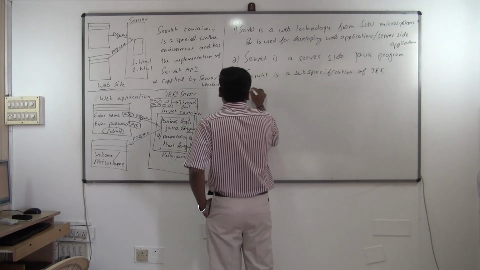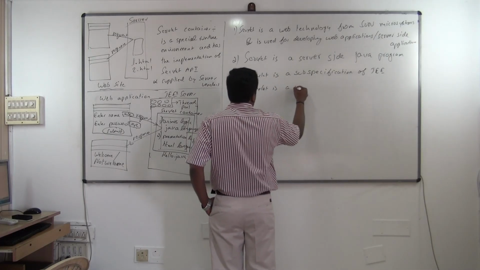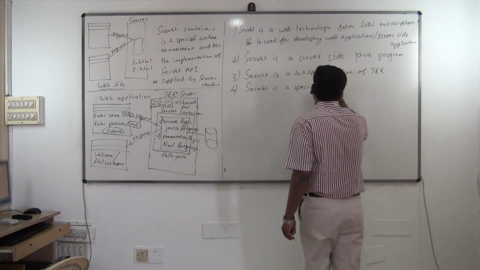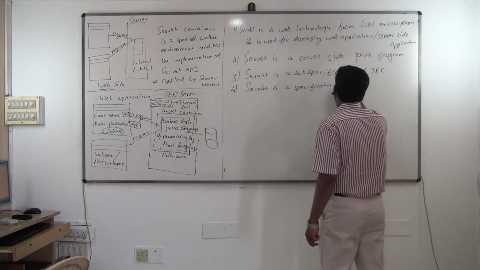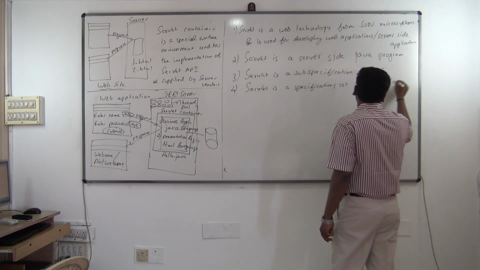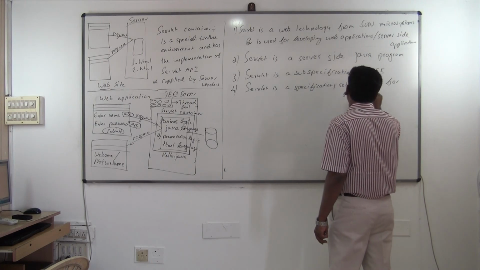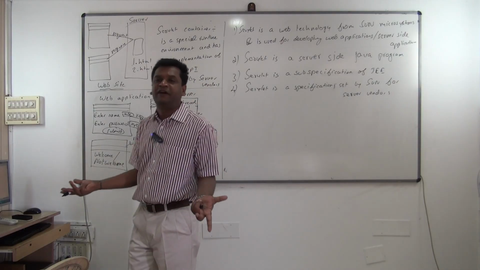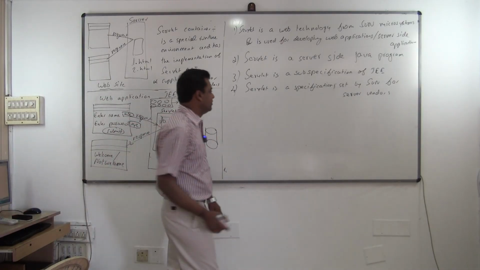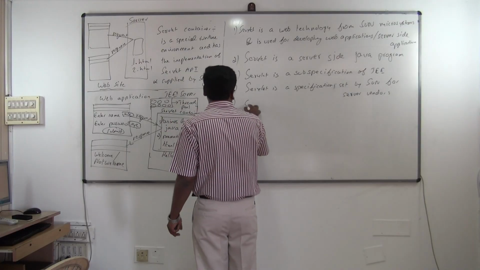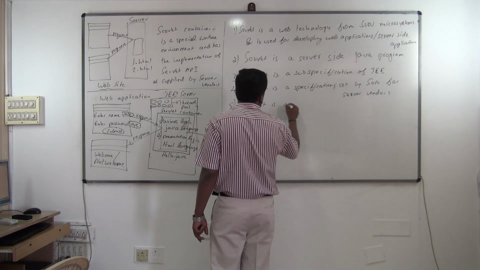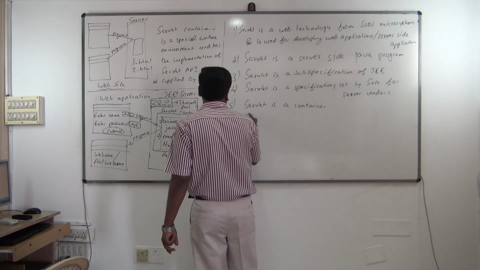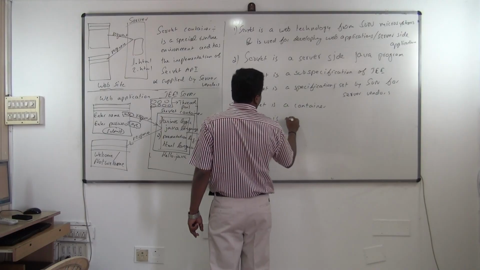Then next, SERVLET is a specification. Yes or no? I wrote it, I think. Yeah, a specification set by Sun for server vendors. If they had not set the specification, you know what the problem was? All the server vendors would give the solution, but with a non-standard API. That is the problem. Then next, SERVLET is a container. Next, SERVLET is an API.